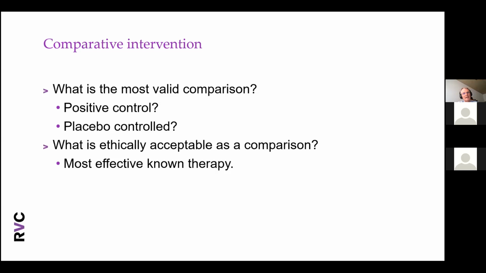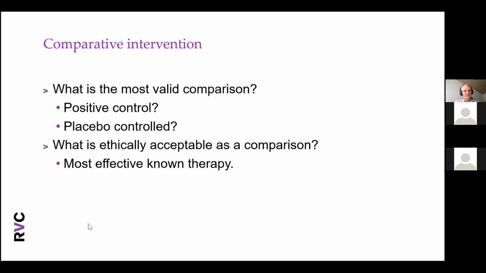So what is the most valid comparison? Some studies are what's called positive controlled, where the control group receive a drug that is an effective drug, and we're looking at, is the new drug more effective? And some studies are placebo controlled, and a drug trial is most ethical to include a placebo where there isn't a known effective treatment for the disease that you're treating. And so the most ethically acceptable treatment would be the most effective currently known therapy.